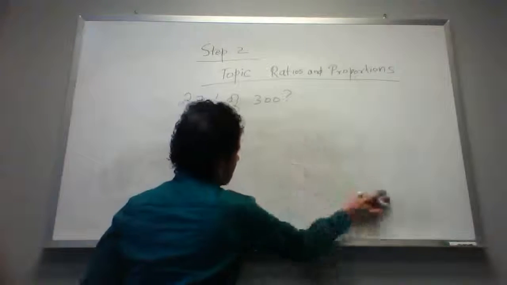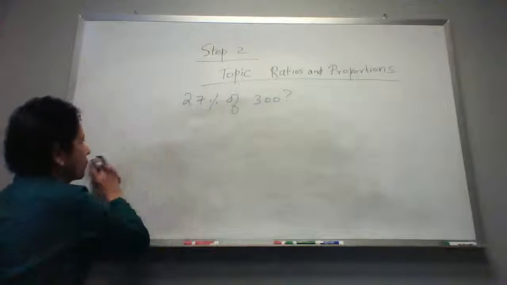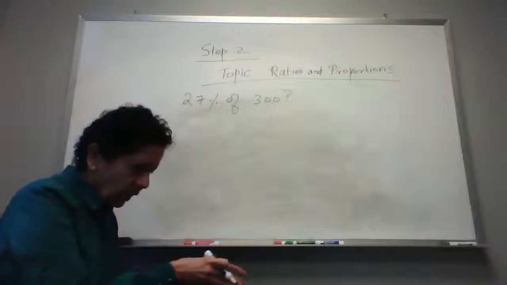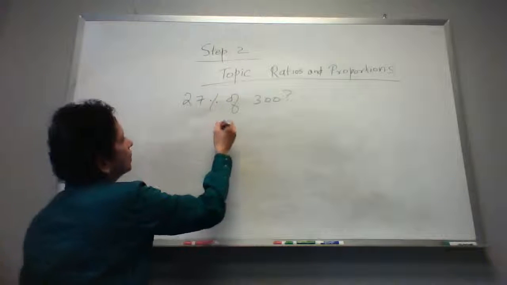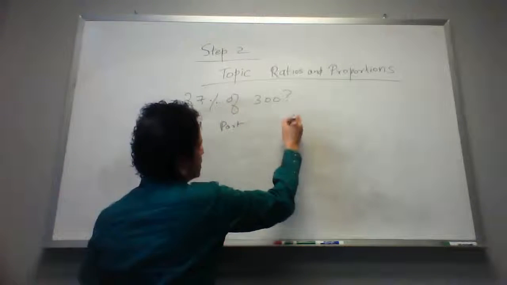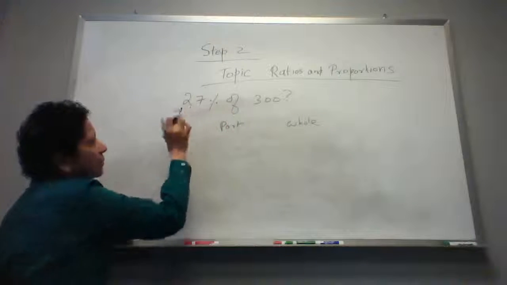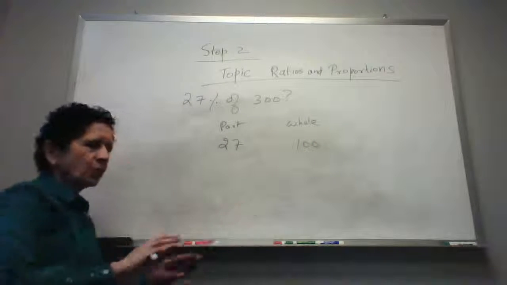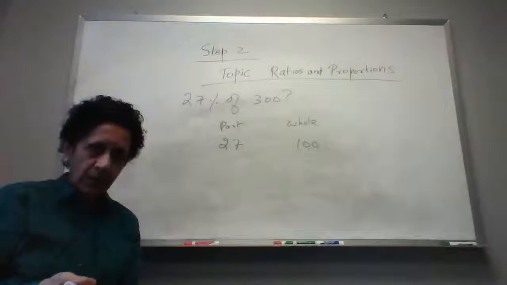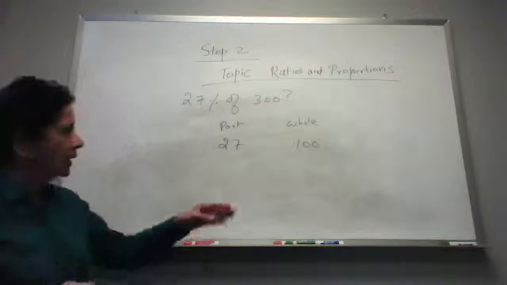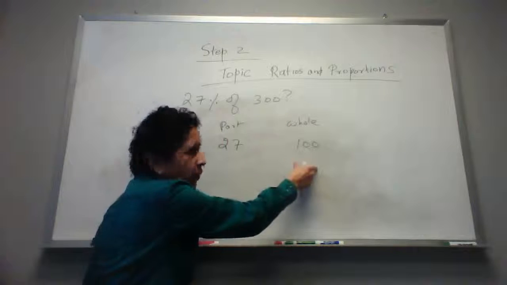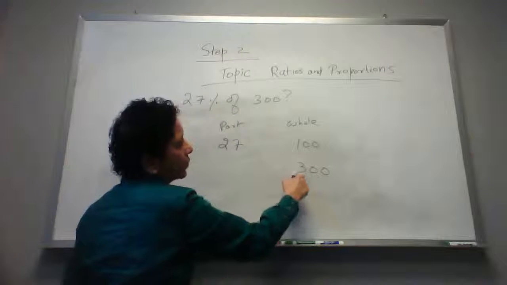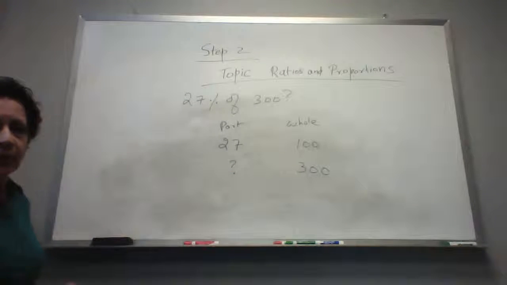Another way to do this is that all these problems can be set up as a proportion kind of problem. Always you've got a whole and you've got a part, right? So let's write the part here, and the whole here. 27% means if the part is 27, the whole is 100, right? Percent means that I'm cutting the pie into 100 equal pieces, and I'm getting 27 of those. So part is 27, whole is 100. Now 300, they are saying that's the whole. So if the whole was 300, then what is going to be the part? That's the question, right?